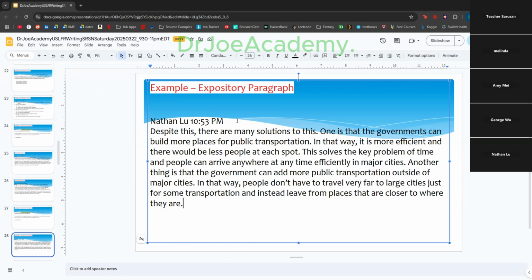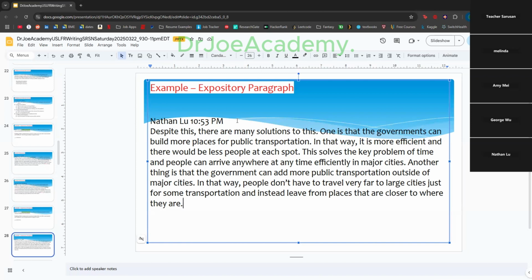Despite this, there are many solutions to this. One is that the governments can build more places for public transportation, and that way it is more efficient and there would be less people at each spot. This solves the key problem of time, and people can arrive anywhere at any time efficiently in major cities. Another thing is that the government can add more public transportation outside of major cities. And that way people don't have to travel very far to large cities just for some transportation, and instead leave from places that are closer to where they are.